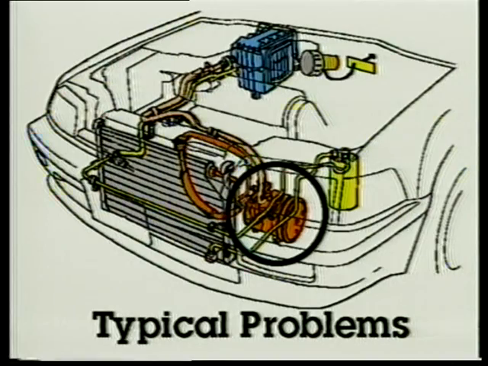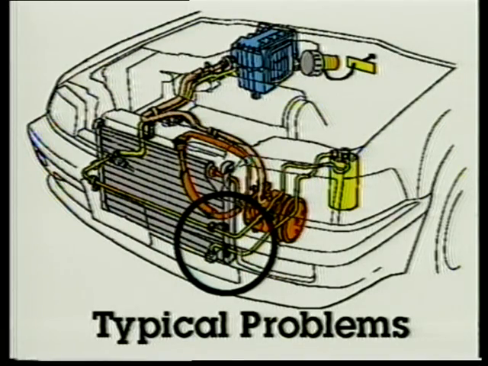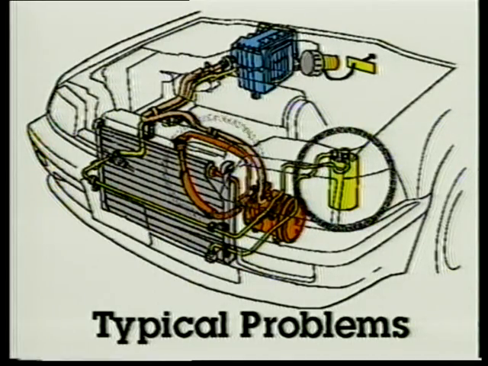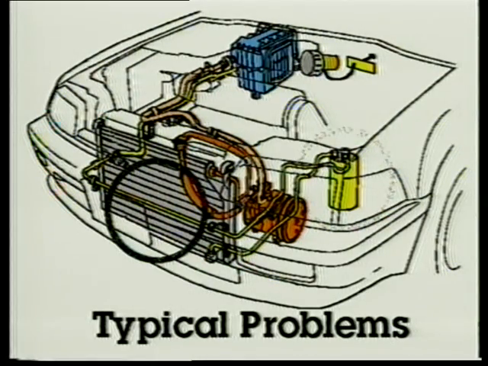A bad compressor can make noise, be locked or seized, leak refrigerant, or produce abnormal pressures. Refrigerant lines can leak or become restricted, requiring replacement. A restricted accumulator may ice up, or its desiccant may have failed. The condenser can also leak or restrict flow.